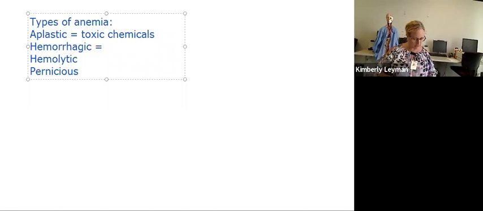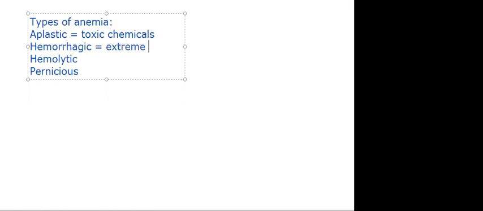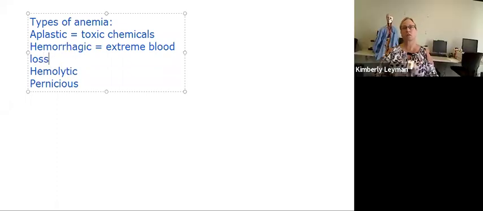And hemorrhagic. If someone is hemorrhaging, what's happening to them? They're bleeding out. Okay, so extreme blood loss. So if you have a lot of blood leaving the body, obviously you're going to lose a lot of red blood cells in the process as well. So that is a type of anemia due to blood loss.